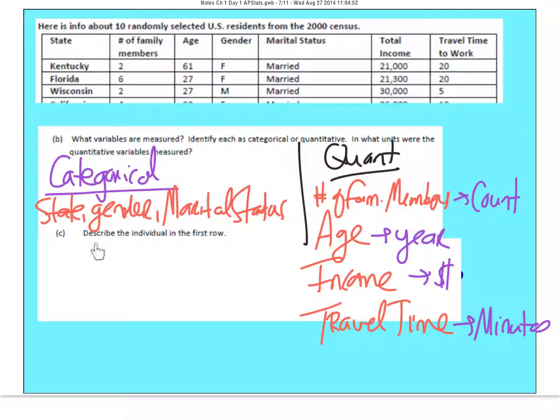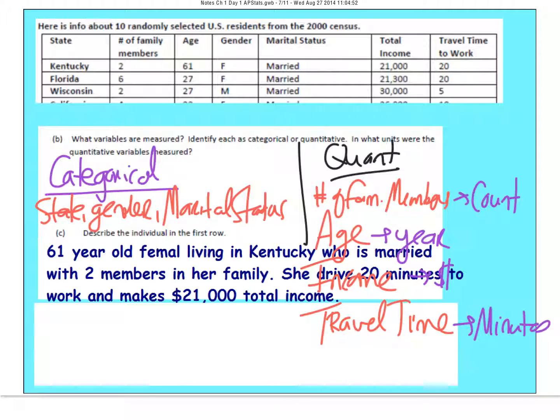Part C then wants us to describe the individual in the first row. So this particular person from Kentucky has 2 family members, is 61 years old, is a female who's married, makes a total of $21,000 a year, and works 20 minutes from where she lives. So here in this paragraph, I said a 61-year-old female living in Kentucky who's married with 2 members in her family. She drives 20 minutes to work and makes $21,000 in total income.